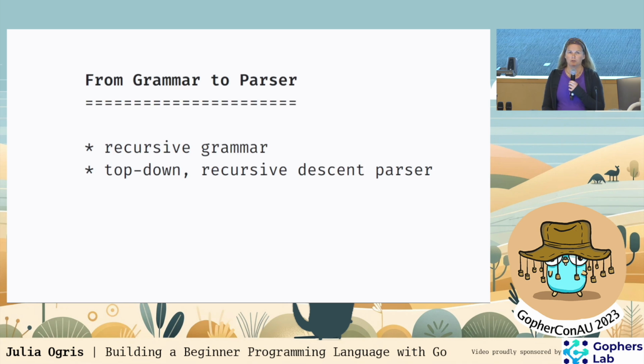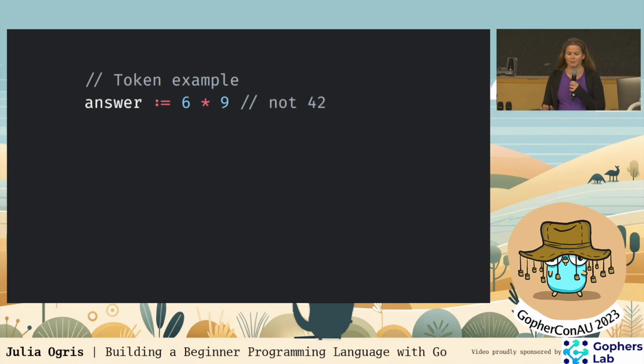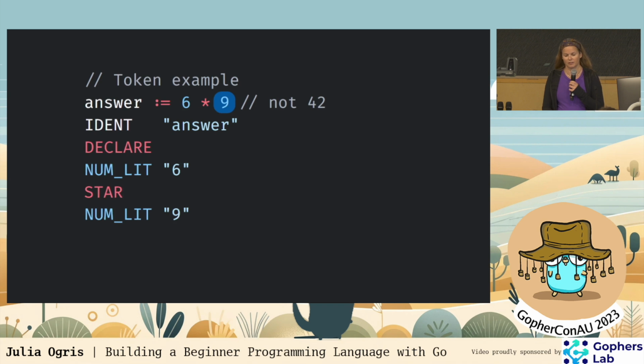So that was a super quick tour through the grammar. Let's turn this into Go code. First, a very quick intuition what tokens are. In this Eevee declaration statement, we have first the identifier token for the answer variable with the literal value answer, followed by a declare token, a number literal token with the literal value 6, a star operator token, another number literal token, literal value 9 here, and a comment token with the contents of the comment as its literal value.